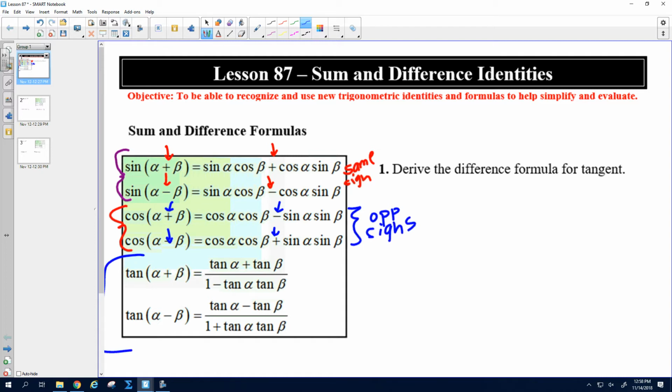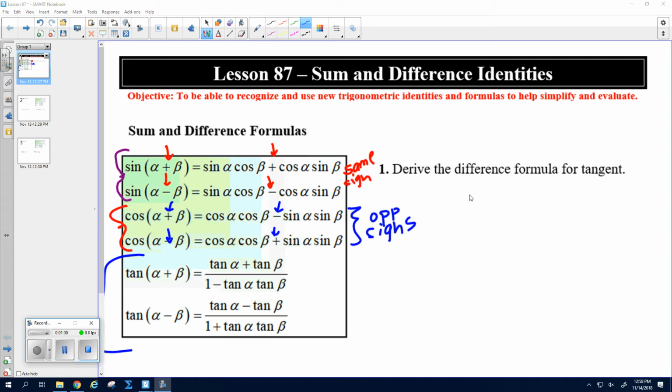And for the tangents, I got nothing, so maybe you guys can come up with a super fun cheer for the tangent ones, because those are a lot less fun. One minus tan. That's good.